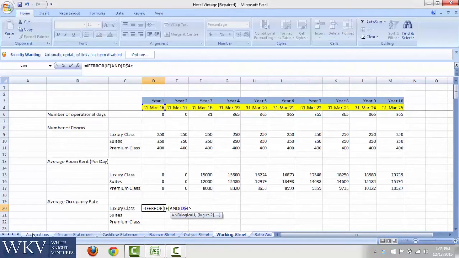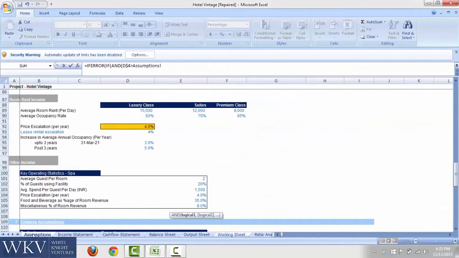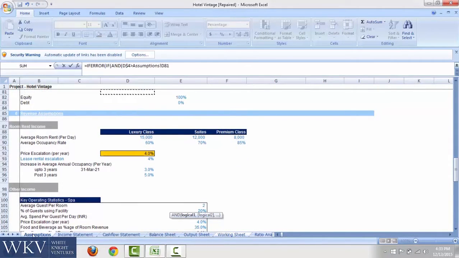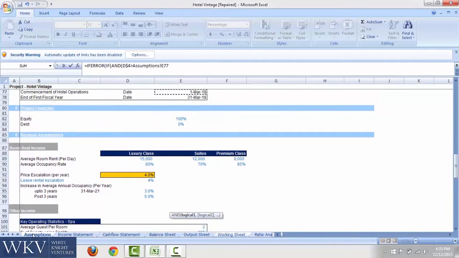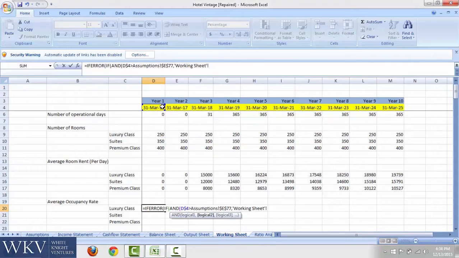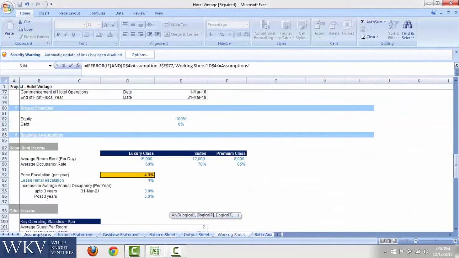We need to understand that the occupancy rate of every room type will change in different periods. The three periods we need to consider are: number 1, pre-commencement of operations, where the occupancy rate should be 0% for all. The second stage is from beginning of the operations till 31st March 2021, because during this stage the escalation in occupancy rate will be 3%. And finally, the third stage is where the date is greater than 31st March 2021, where the escalation rate will change to 5%.